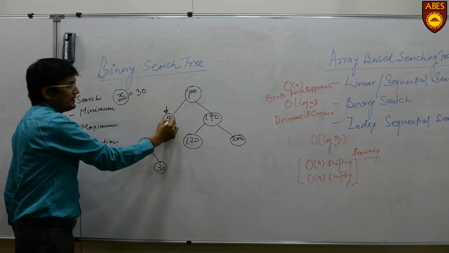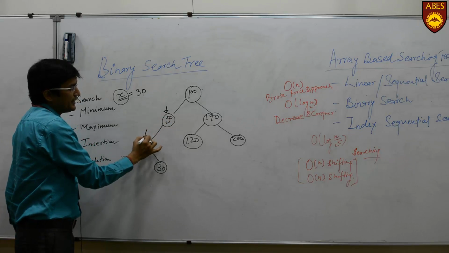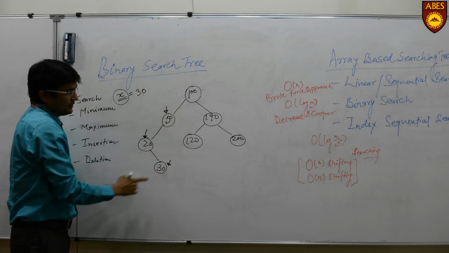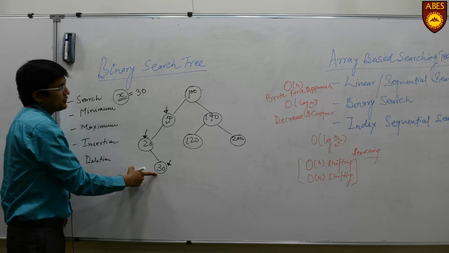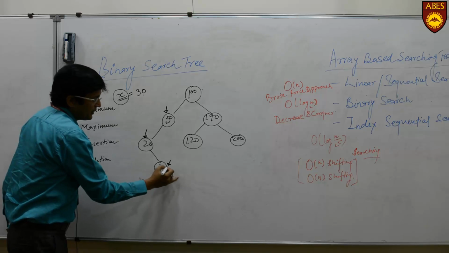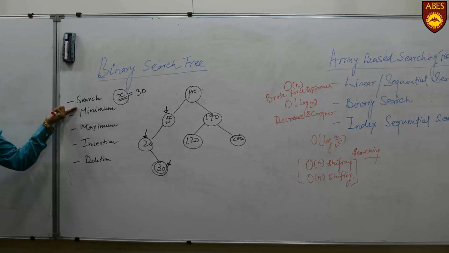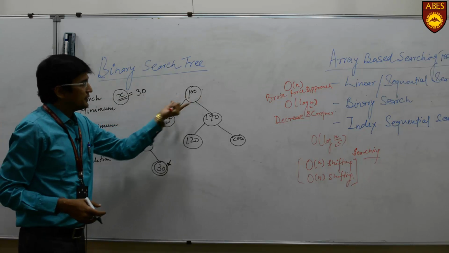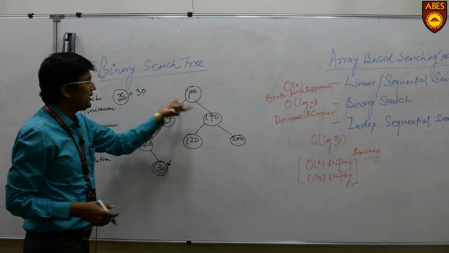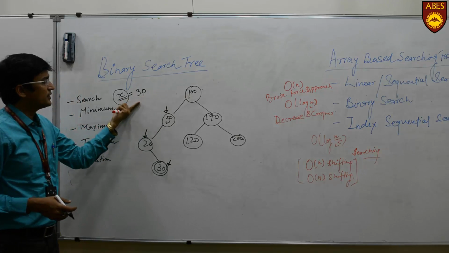Now 30 is less than the value of this node, so it will guide us to go towards the left. Now since 30 is greater than this node, it will guide us to go towards the right, and incidentally the information of this node is equal to the search key. It will return the pointer to this node. So this way we can carry out the search operation, starting from the root node and going left or right, depending on the information of the current node and the information of the search key.